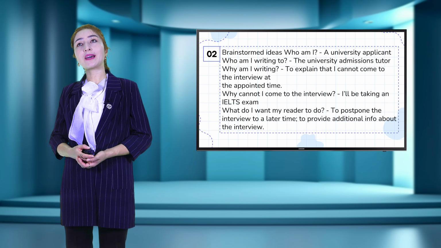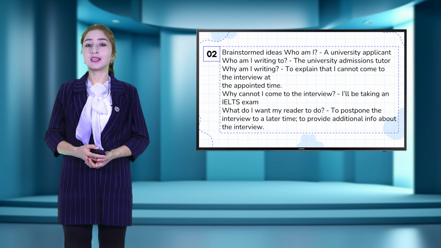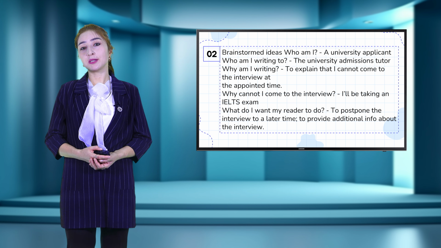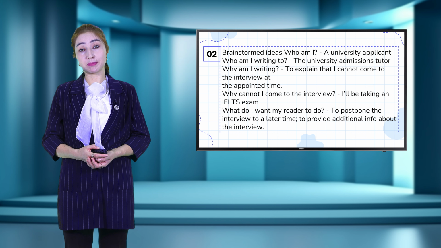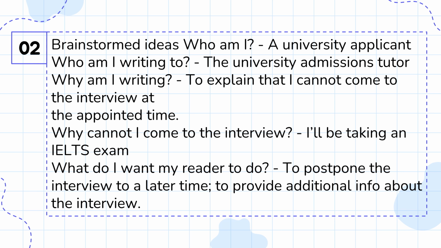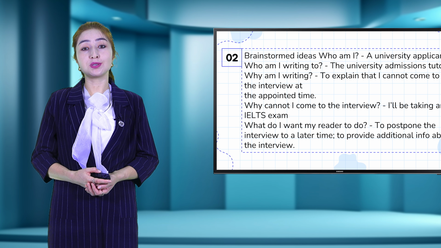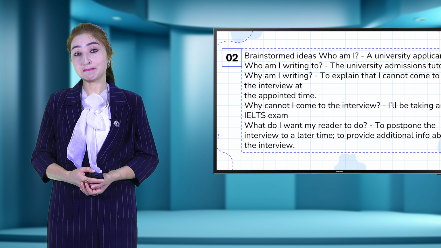Also, in brainstorming ideas, you must answer these questions. Who am I? For example, you can write here a university applicant. Who am I writing to? The university admission tutor. And why am I writing? In order to answer this question, you can explain that I cannot come to the interview at the appointment time.